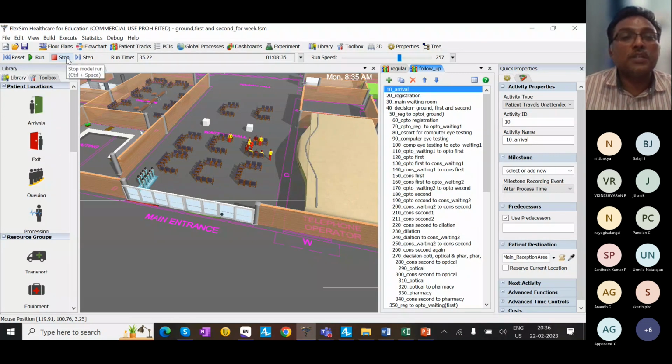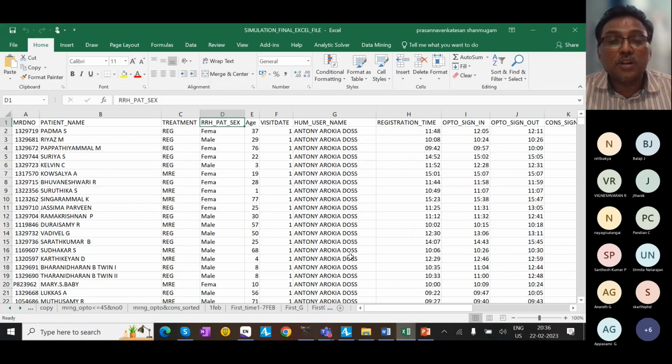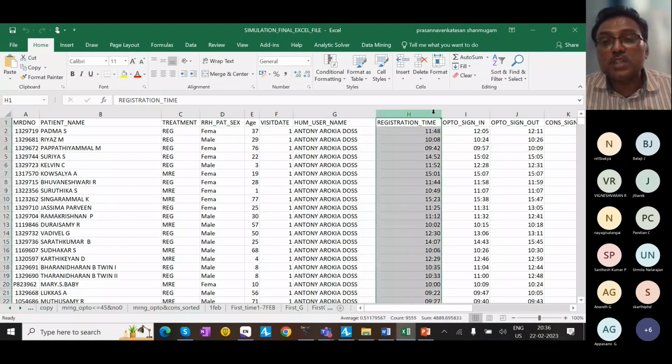Let me stop it here. It is running actually. Inputs you have to collect. I think I have shared the EHR data. This is the EHR data. I hope my screen is visible. Yes, sir. You know the registration time, so with the registration time you can get the patient's arrival time, and you can take the inter-arrival time.